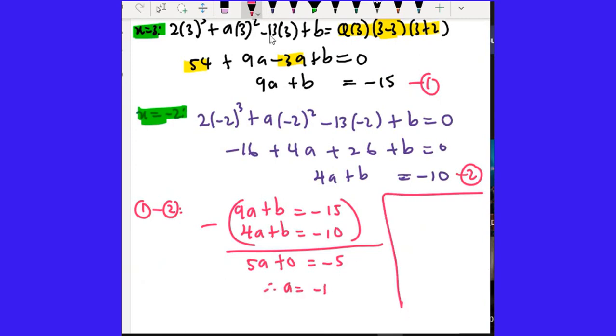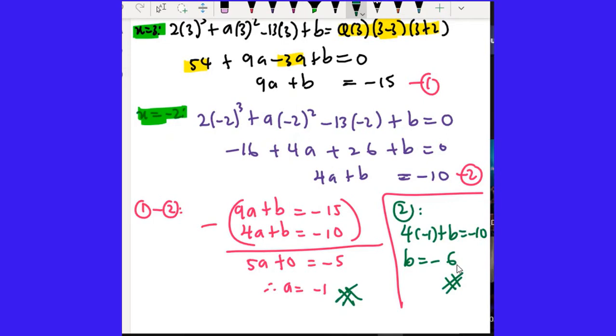Masukkan dalam equation mana-mana yang awak suka. Saya masuk equation 2 lah. 4(negative 1) plus B is equal to negative 10. So, B is equal to negative 6. Jadi, double check: negative 1, negative 6. Itu cara konsep. Okay. Boleh faham kan cara konsep?